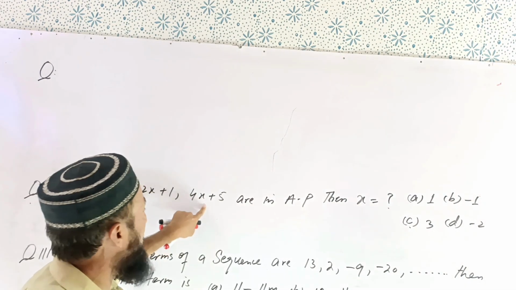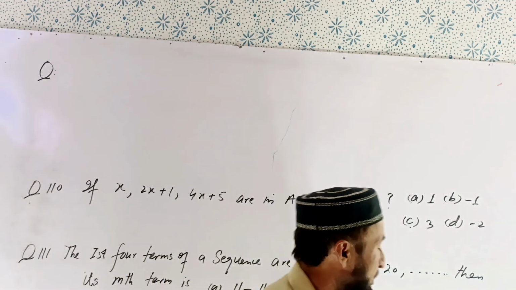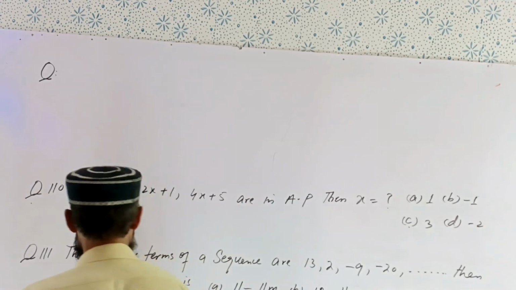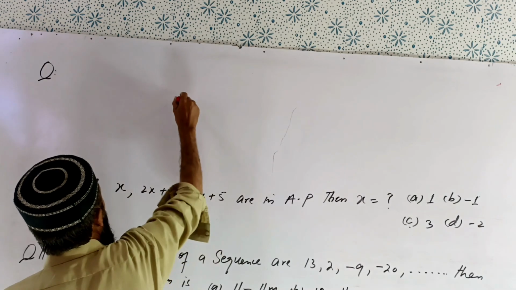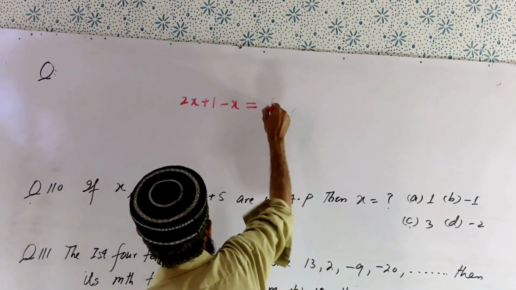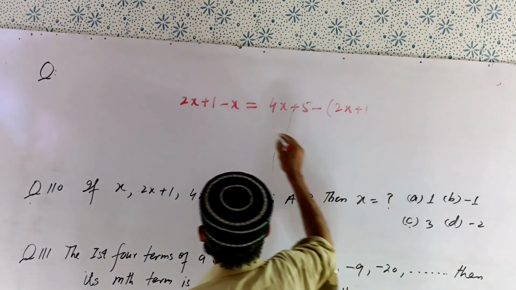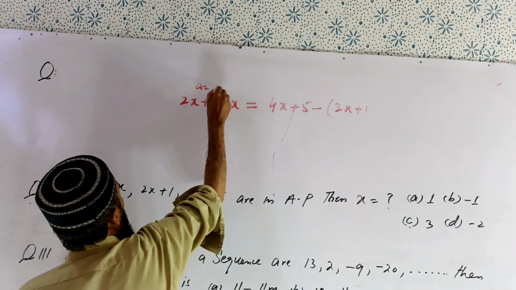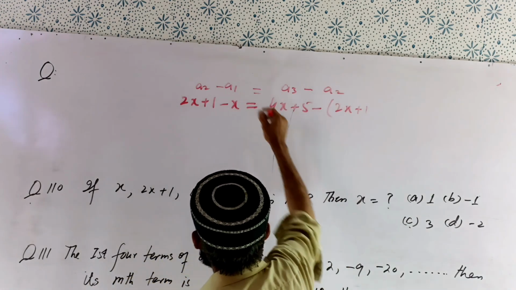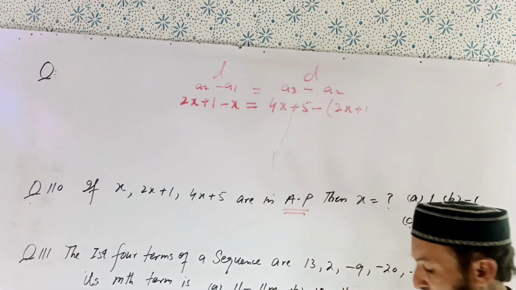x, 2x plus 1, 4x plus 5 are in arithmetic progression. Then what is the value of x? We are finding the common difference. So second value minus first value, 2x plus 1 minus x, is equal to third value minus second value. That means a2 minus a1 is equal to a3 minus a2, which is the value of the common difference in an arithmetic progression.